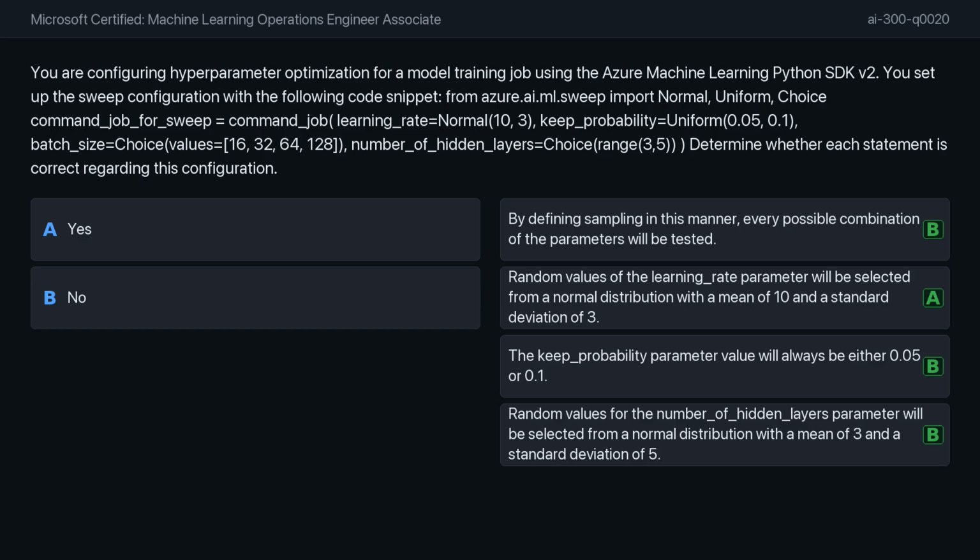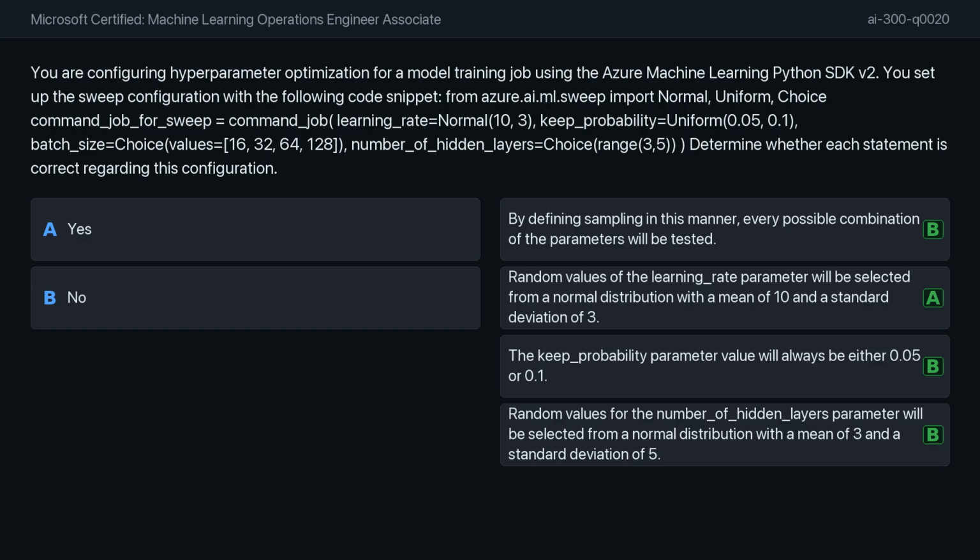Row 1 is true because normal 10, 3 samples values from a normal distribution with a mean of 10 and standard deviation of 3. Row 2 is false because uniform 0.05, 0.1 samples continuously between 0.05 and 0.1 rather than picking strictly the boundary values 0.05 or 0.1.